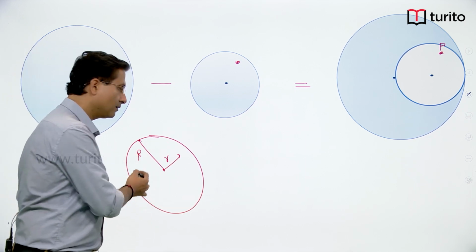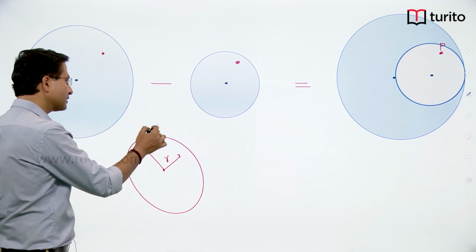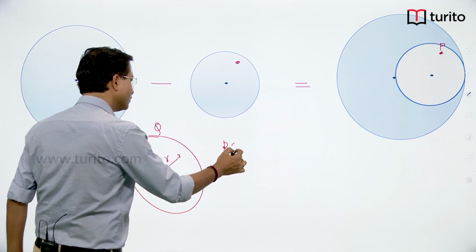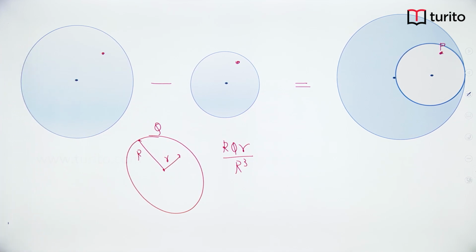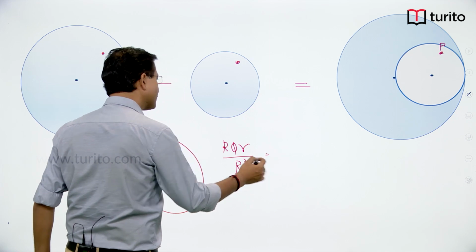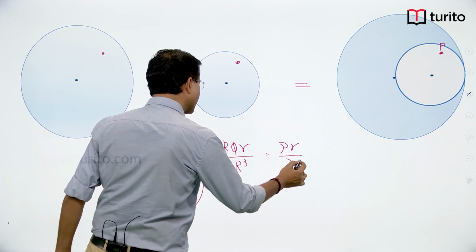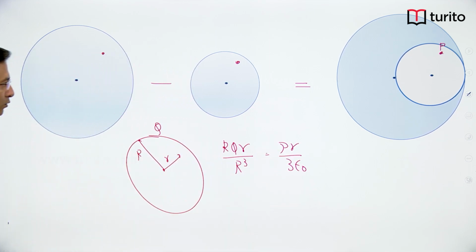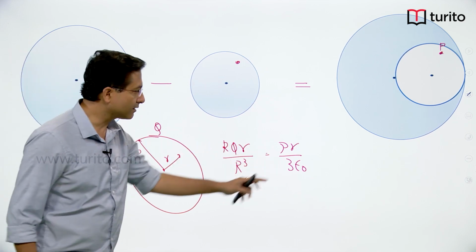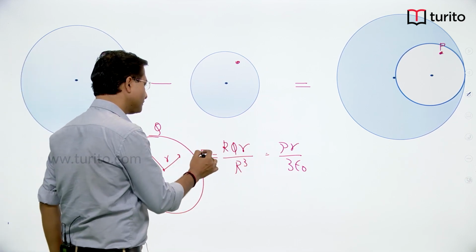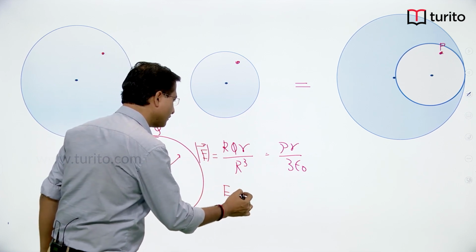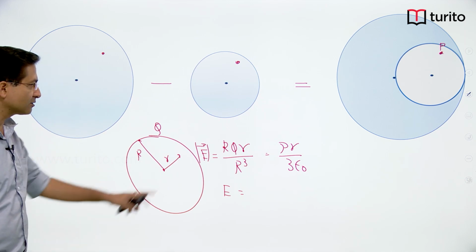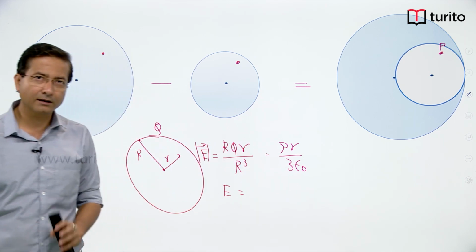One way we can write in terms of the total charge. So, if the total charge is q, then I can write kq r divided by R cube. This is one way of writing. Another way of writing is in terms of density, that is rho r upon 3 epsilon naught. Just now we have seen rho r by 3 epsilon naught, right. If I want this in vector form, this is the magnitude, rho r upon 3 epsilon naught is the magnitude.